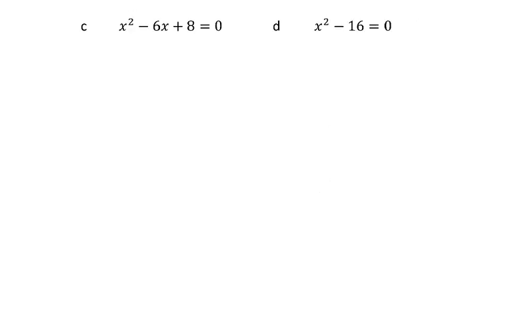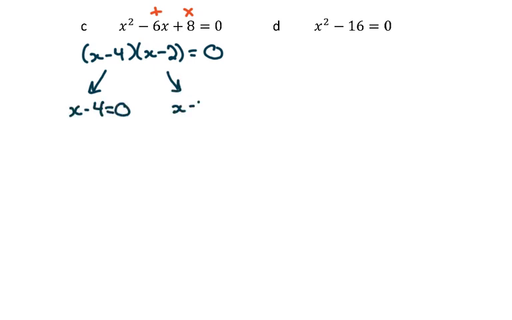Moving on to C, same method. Two numbers that will multiply to 8 and add to negative 6. Those would be negative 4 and negative 2. So the factoring is x minus 4 and x minus 2 equals 0. Split that off. So we have x minus 4 equals 0 and x minus 2 equals 0. Getting x by itself, we have x equals 4 and x equals 2.